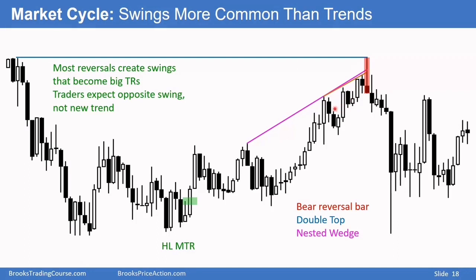However, there are two ways to draw the wedge top. 1, 2, 3, and 1, 2, 3. So it's a nested pattern. First push, second push, and third push subdivides into a smaller pattern.